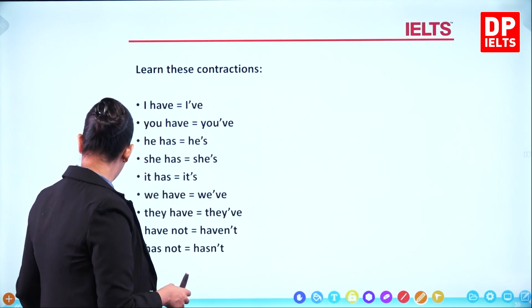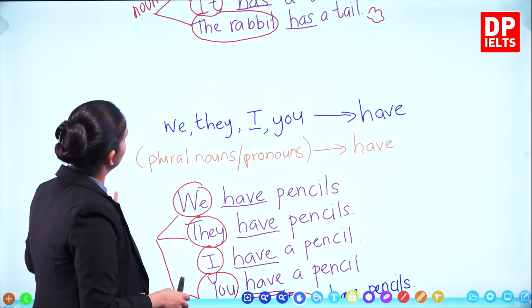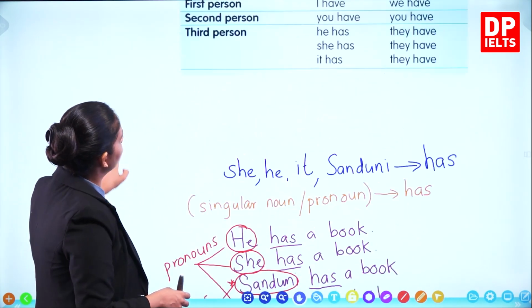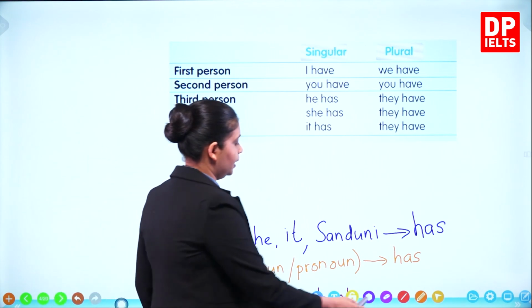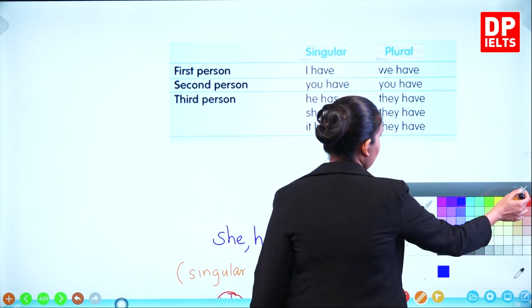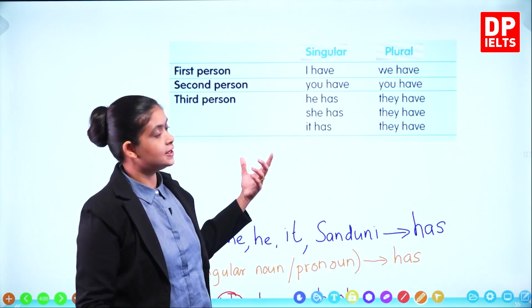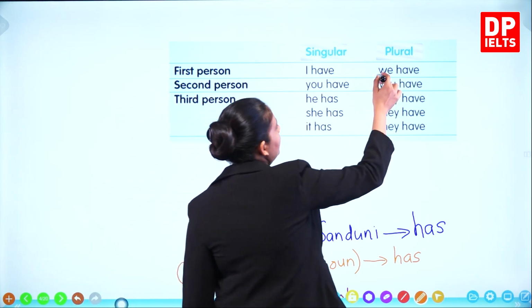Right, coming back to our lesson, remember the table that I showed you right on top? We are just going to review that table. So, if we have a look at our table, I have, if it is singular. Plural, we have.